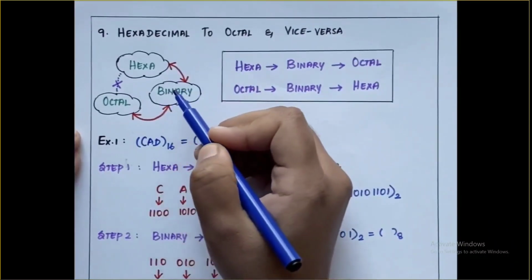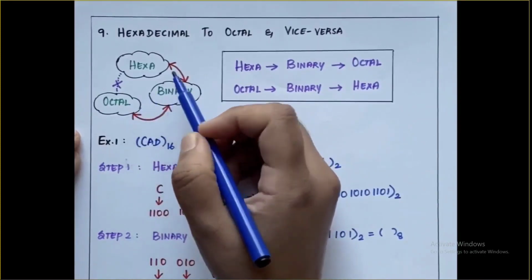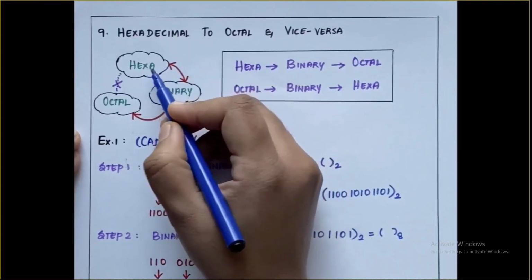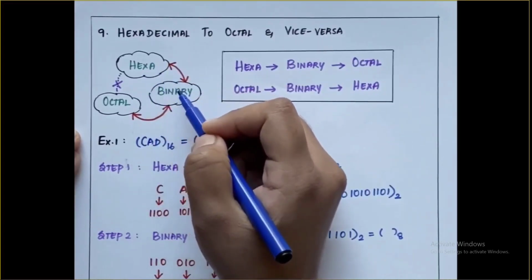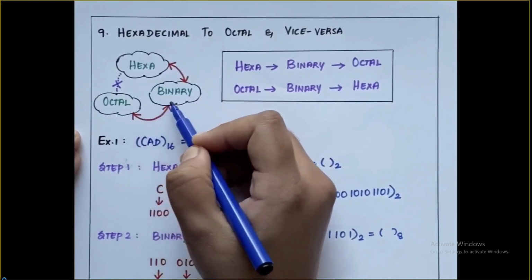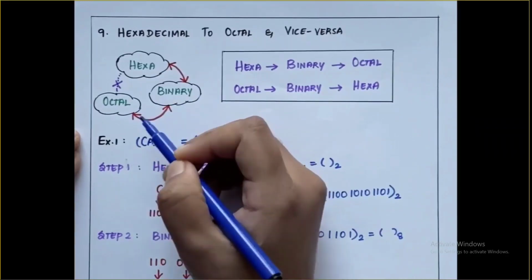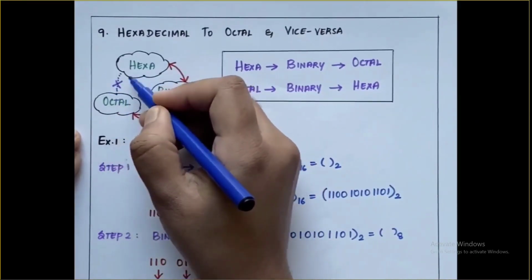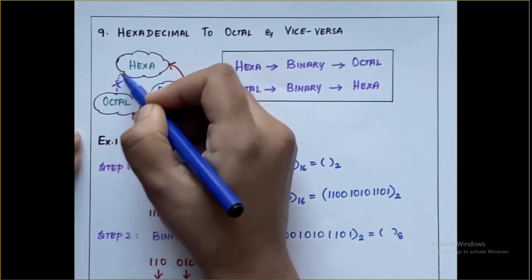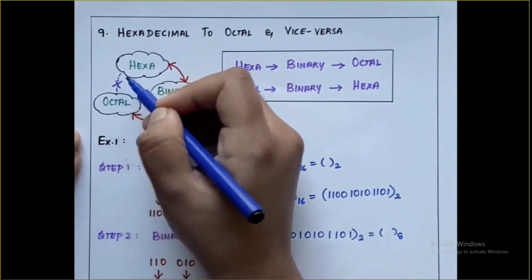So we have hexadecimal, binary and octal. Under these three types, we can convert any hexadecimal to binary directly, and we can convert binary to hexadecimal in a single step. Similarly, binary to octal and octal to binary can be done in a single step, but to convert a hexadecimal to octal or from octal to hexadecimal, it cannot be done directly. So we need to follow the steps as per the cycle now.